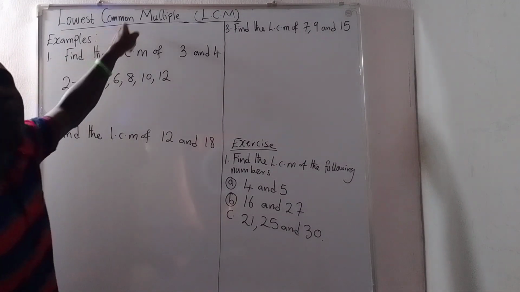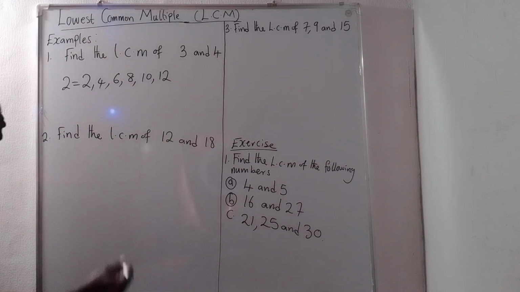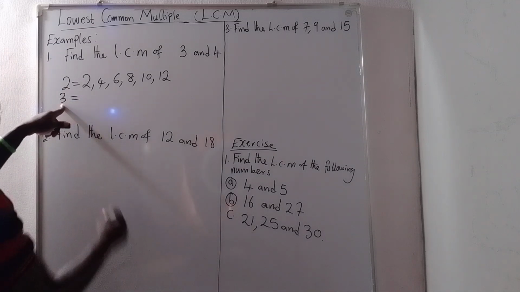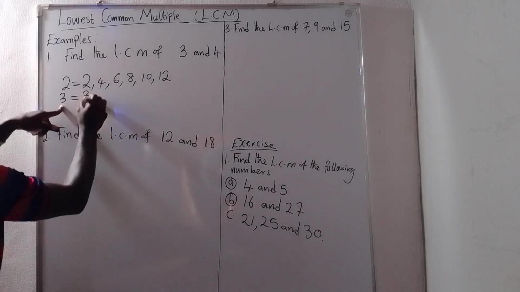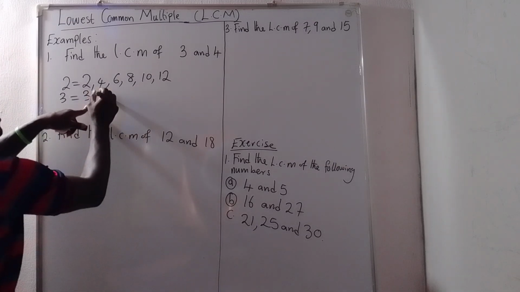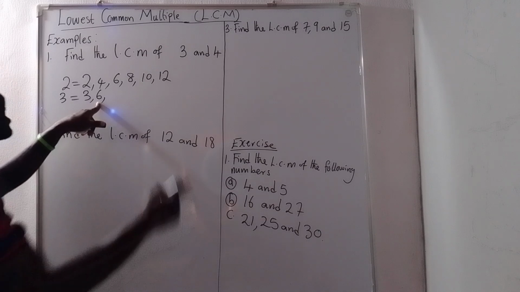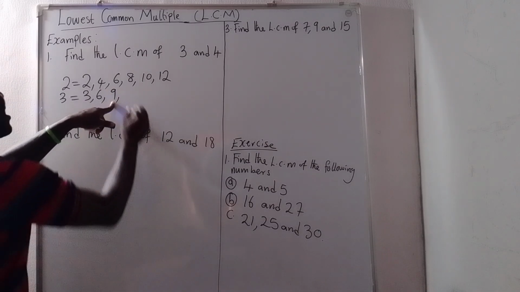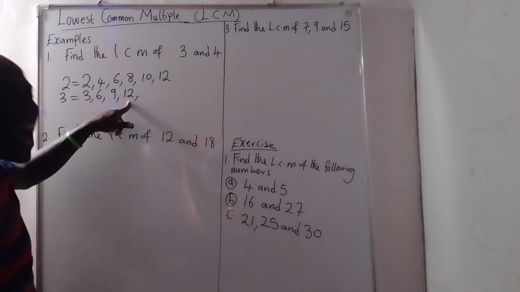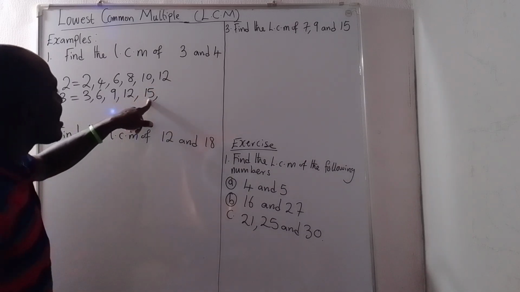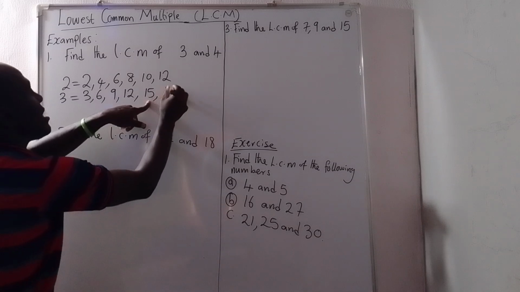Now, what do we mean by common multiples? Let's find the multiples of 3. The first number is 3. You add 3 to this 3, it is 6. When you add 3 to this 6, it is 9. When you add 3 to this 9, it is 12. When you add 3 to this 12, it is 15. When you add 3 to this 15, it is 18.